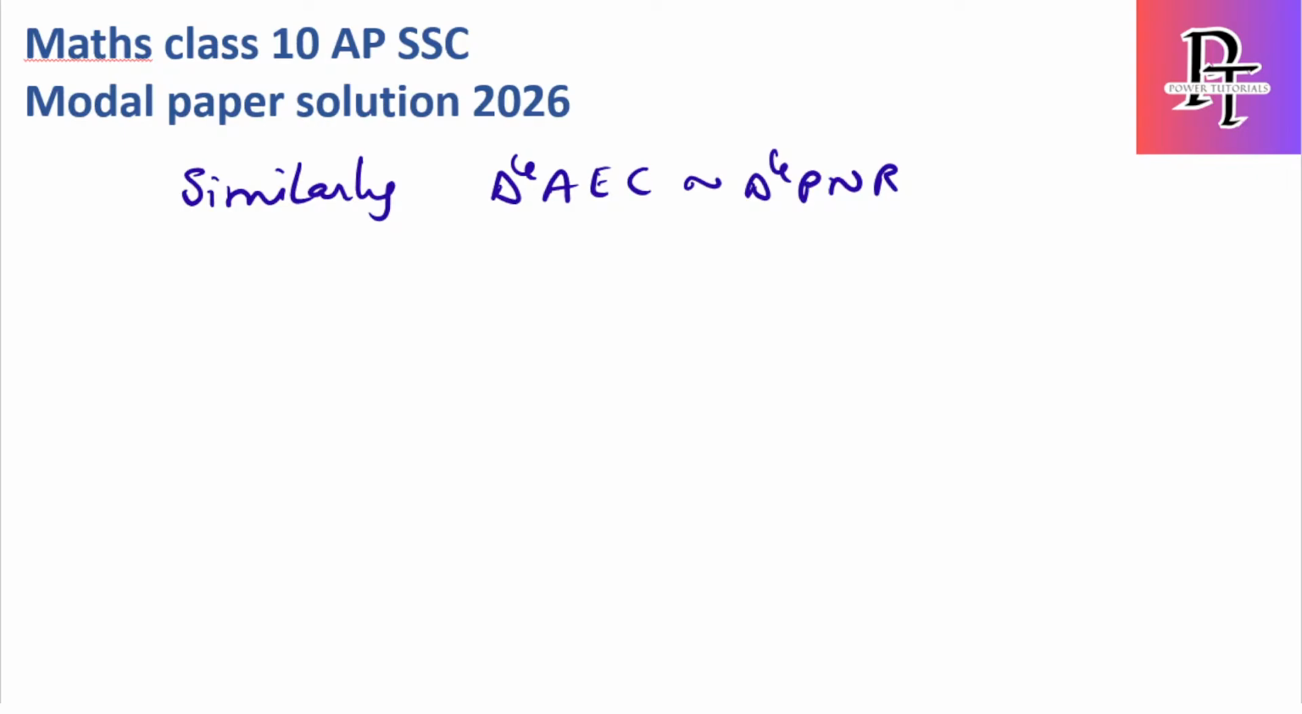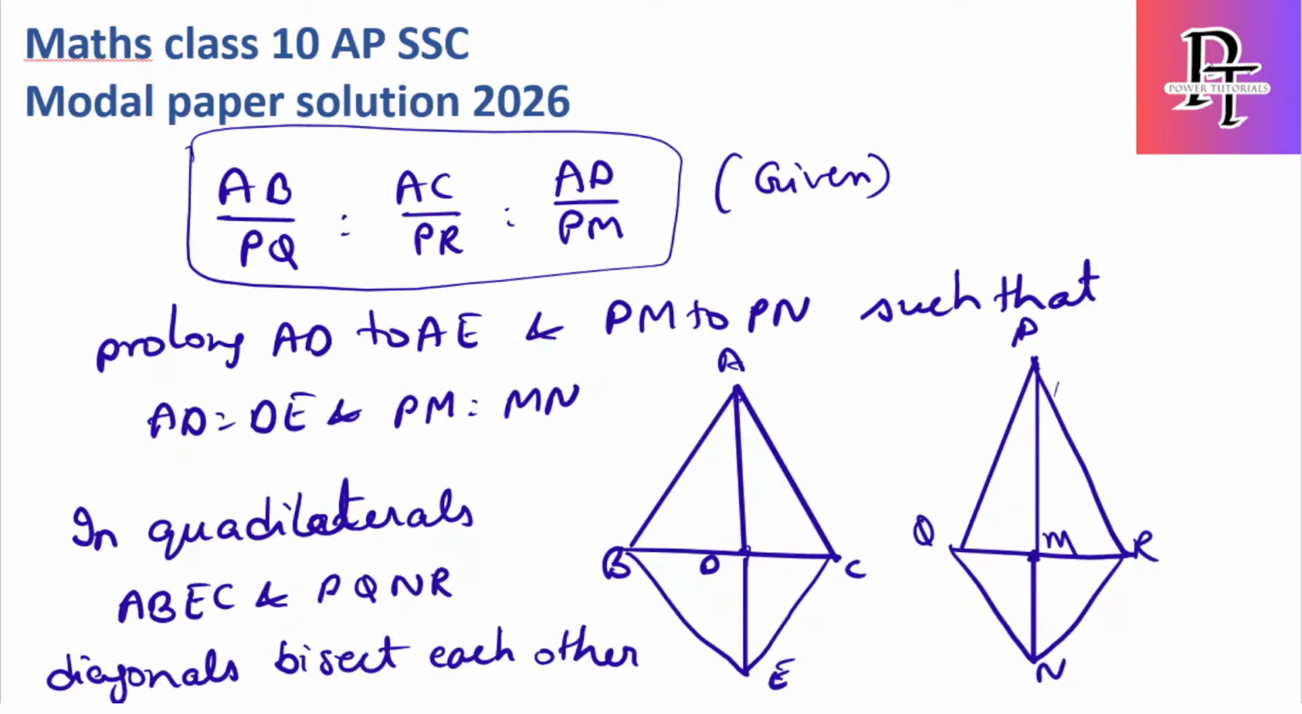Okay, so both the triangles are similar. This part is similar to this triangle, and this triangle is equal to this triangle. Okay, so now what I want to say is, what is the angle ABE plus angle CAE.